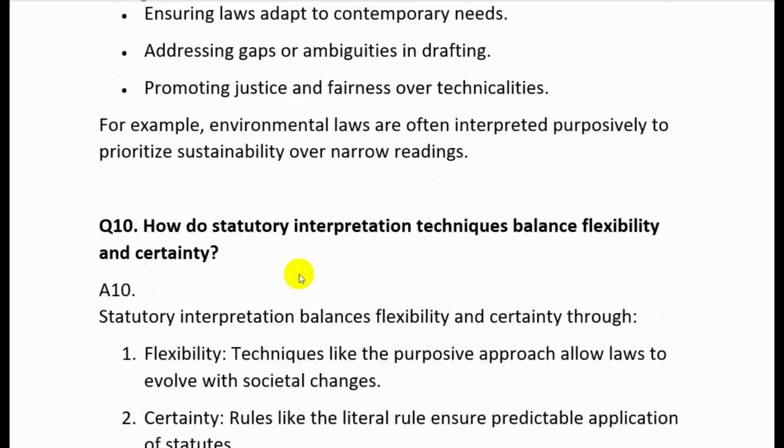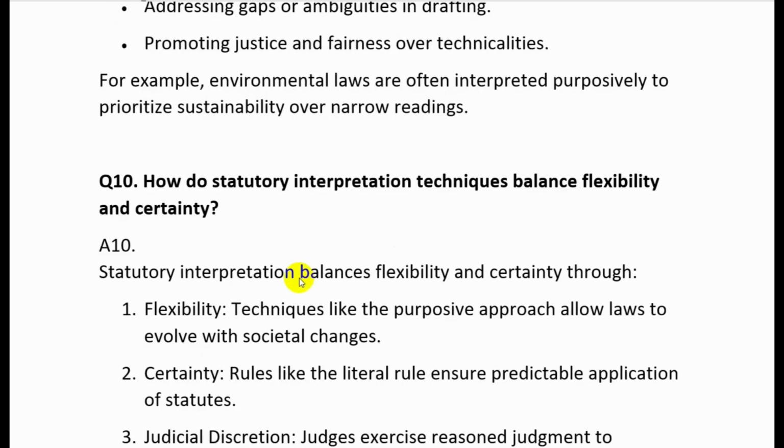For example, environmental laws are often interpreted purposively to prioritize sustainability over narrow readings. That is, environmental laws are broader in nature. They are not narrow. They will not just focus on the words of the statute, but they will try to understand the purpose of bringing those laws.